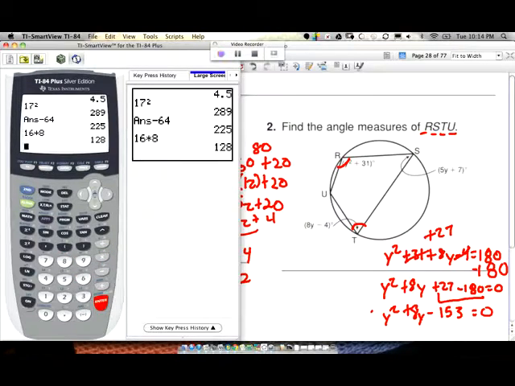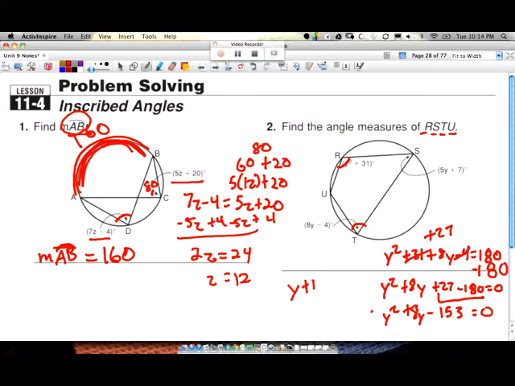Let's see what that gives me. 128. That's not quite big enough. So then I need to do like 17 times 9. Oh, there we go. So that must mean that this would factor to y plus 17 and y minus 9. So y equals negative 17 or y equals 9. I'm pretty sure it's this one right here, y equals 9.